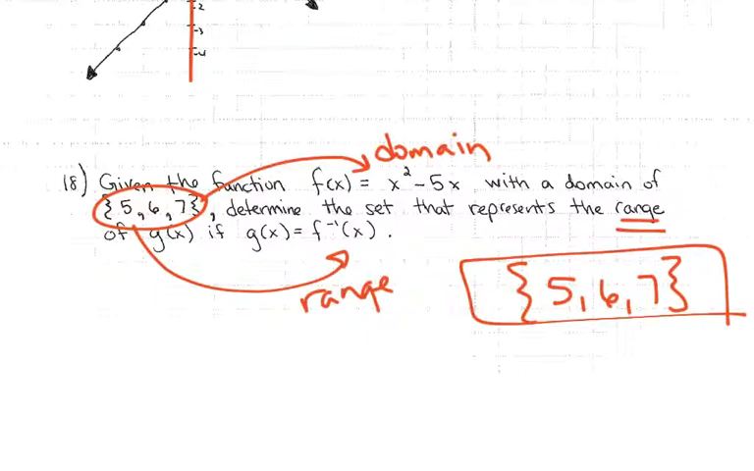I'm going to repeat that. The domain of the original function is the range of its inverse. So when they ask me to determine the set that represents the range of g of x, if g of x is the inverse of f of x, then 5, 6, 7, the domain of f of x, must be the range of g of x.